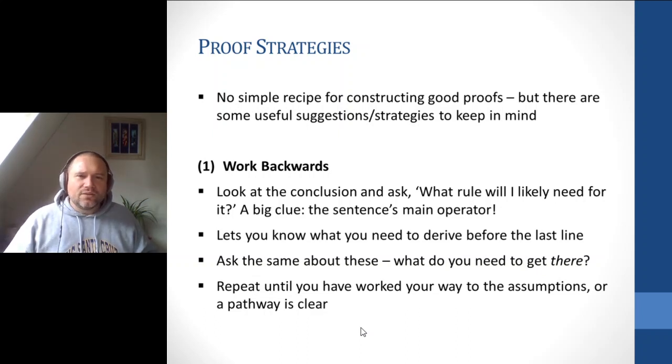So the first thing to do, and in fact, if you look at the examples we talked about in the previous part, we did this, is we look at the conclusion and we ask, what's the rule I'm likely going to have to use to get me this? What's the final step of this proof probably going to be? And the big clue here is the sentence's main operator. If the sentence has a conjunction as its main operator, it's a pretty good guess that your last step is going to be conjunction introduction.